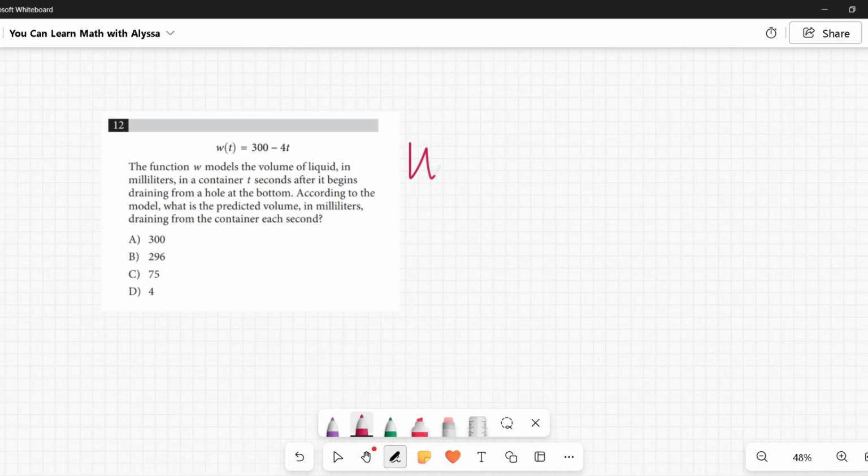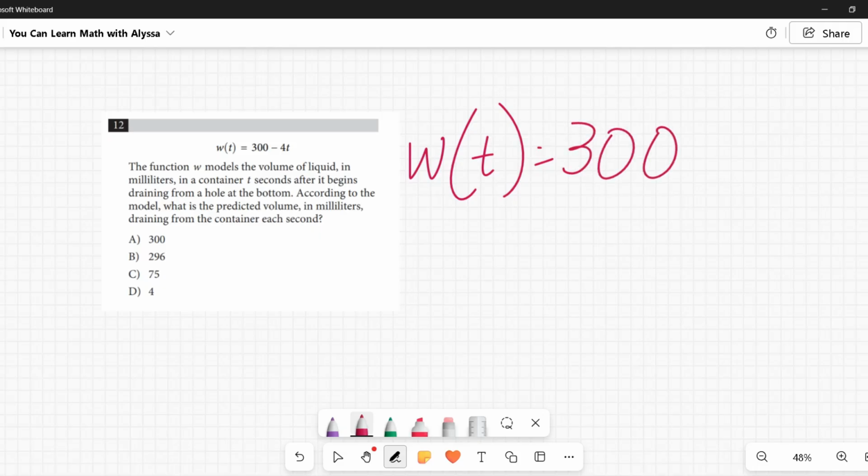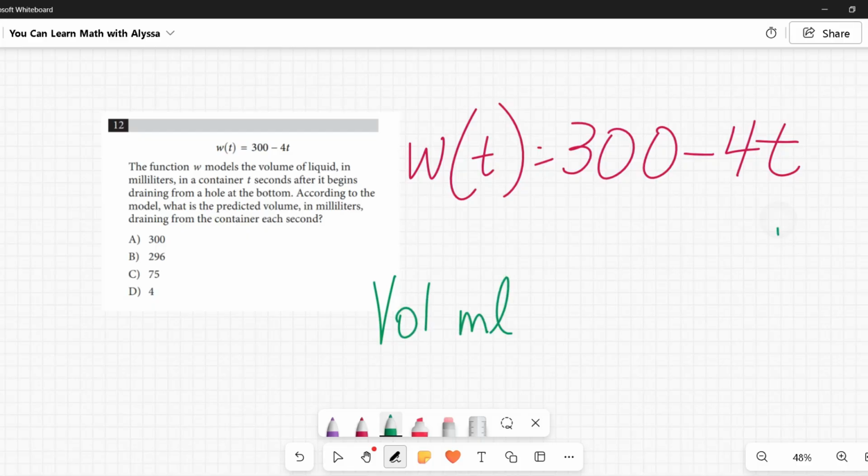All right, so I'm going to write this over here, and I'm going to identify what everything is here. So this is going to be the volume in milliliters. All right, t seconds. So this is my number of seconds after a hole starts draining in the bottom. All right, so 4 times t would be how many milliliters? So what do these numbers represent?